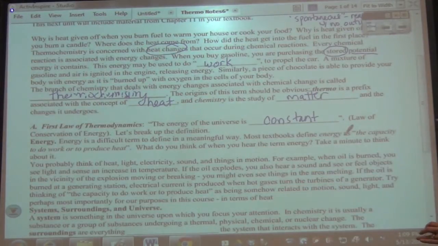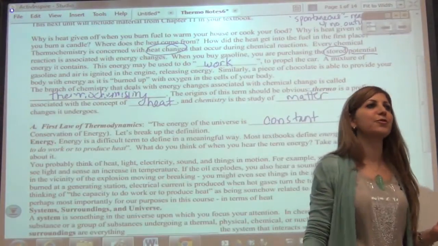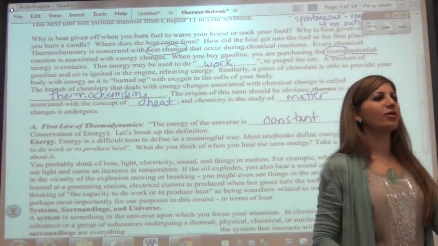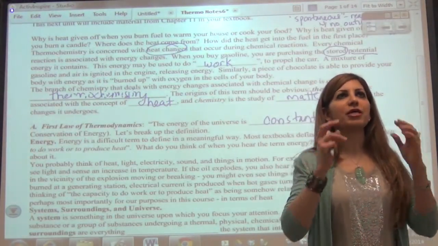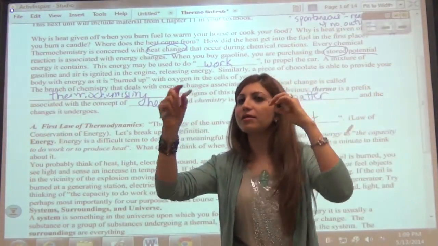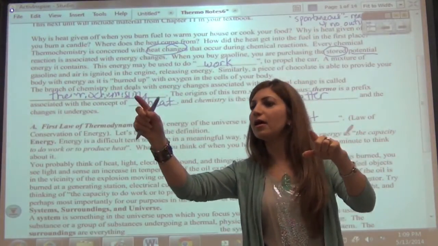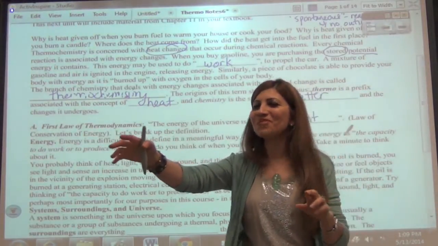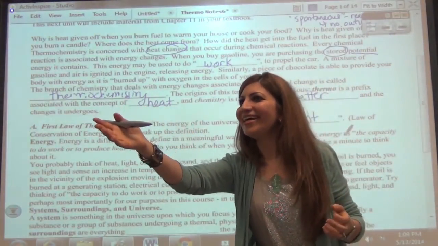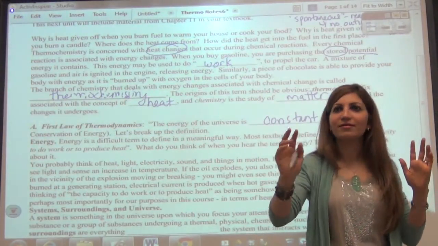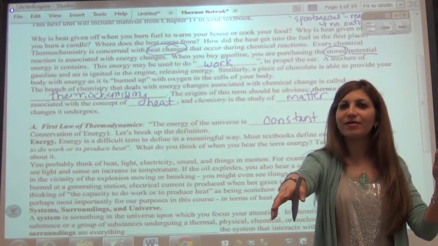Energy is a difficult term to define in a meaningful way. Most textbooks will say it's the capacity to do work or to produce heat. That's how they define it in books. What do you think of when you hear the word energy? So try not to look down for a second. When I say energy, what first picture comes to mind? Lightning bolt. Sun. Fire. People moving around. Awesome. Who else? What I'm lacking.